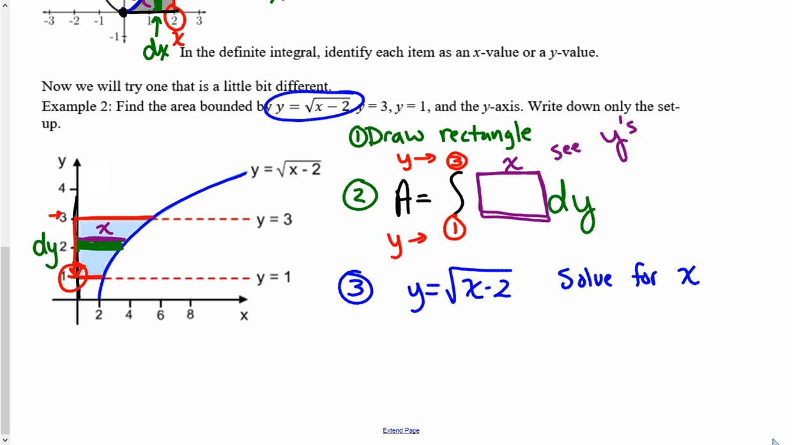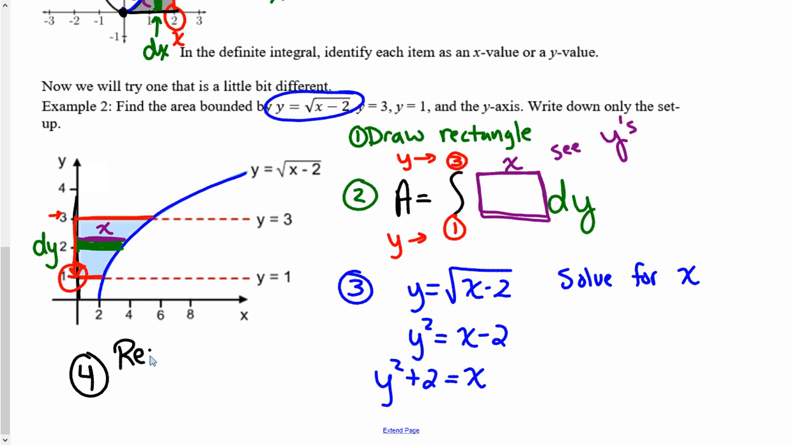So while solving for x, I'm going to square both sides. And that gives me y squared is x minus 2. And I'm solving for x, so I'm going to get x by itself. So I add 2 to both sides, and I get y squared plus 2. So finally, what I need to do is replace x. So now I have my area is equal to, my bottom bound is 1, my upper bound is 3, and again, those are y values. I'm going to multiply it by the width, which is dy, and then I'm going to insert my x, which is y squared plus 2.